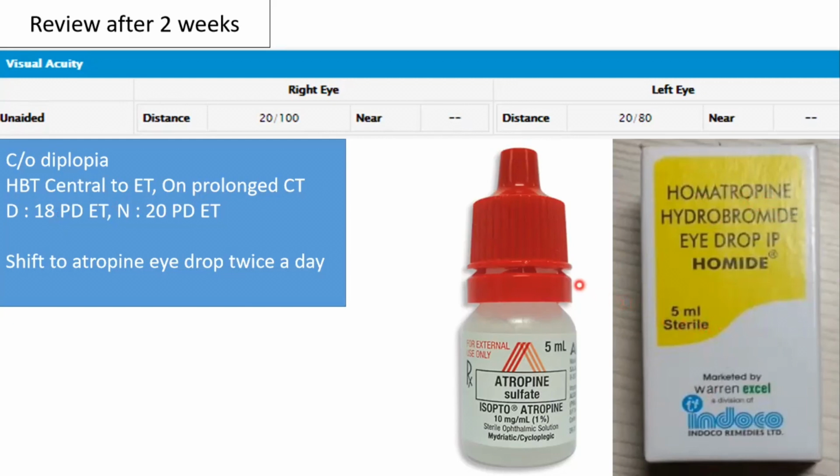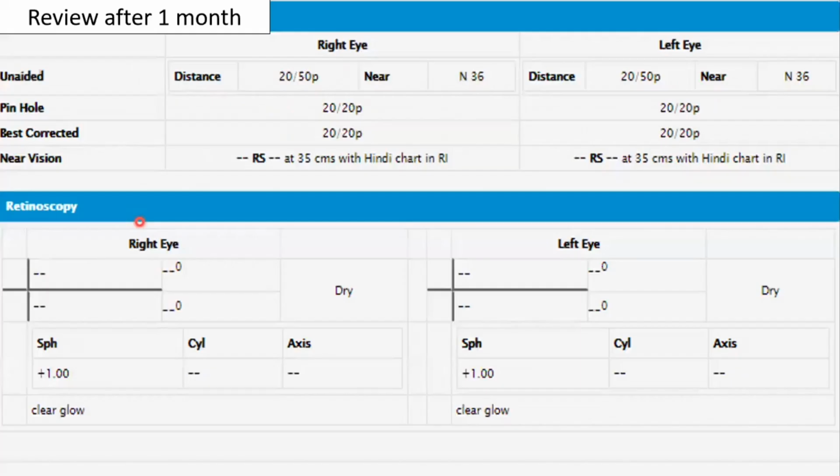So we shifted to atropine 1% eye drop twice a day, and also told the patient to continue the glasses. Here you can see the shift to atropine twice a day. After that, when the patient came after 1 month, you can see that the unaided visual acuity was very much improved, and with correction it improved to 2020.